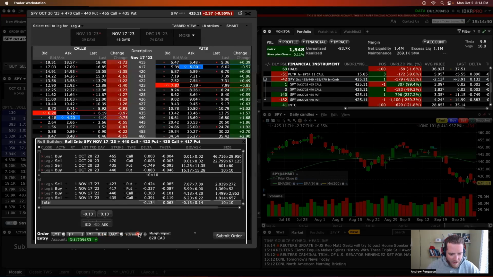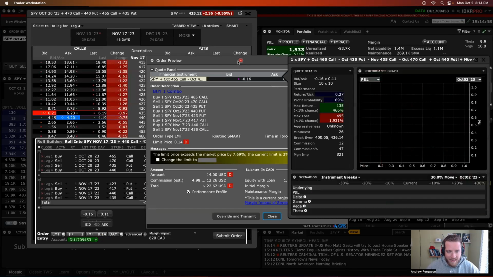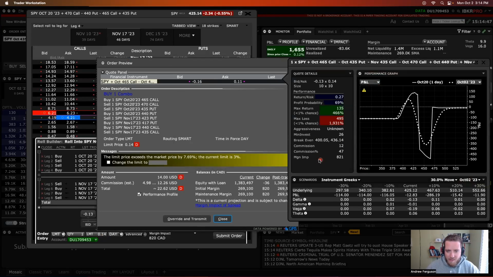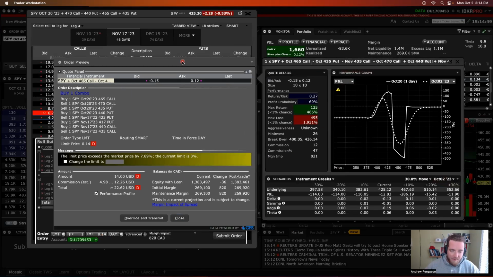And now down here, if I go to advanced, I'm going to show you that with the advanced margin, it's showing a debit in my account. You don't want to have a debit. That means you're going to be losing money in your account. It's going to be a position that you're paying to open up. You don't want to do that. You want to make sure this is a credit spread.